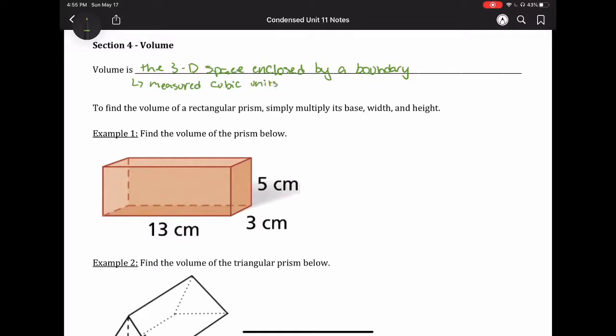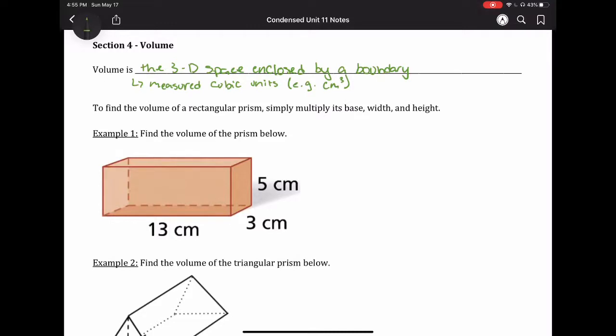So an example, we would write centimeters cubed, but how that reads would be cubic centimeters. All right, to find the volume of a rectangular prism, simply multiply its base, width, and height.